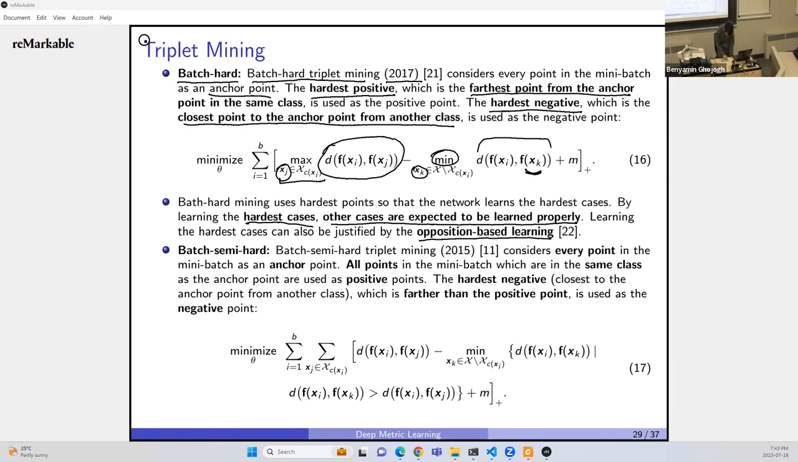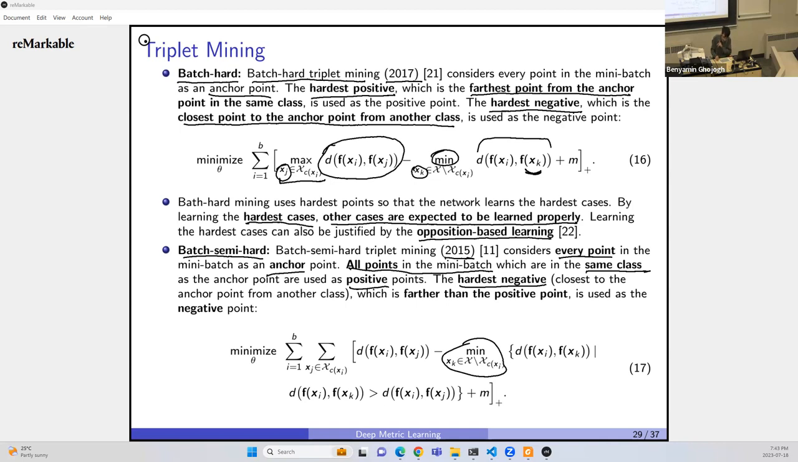Okay, batch semi-hard triplet mining was proposed in 2015. It takes every point as the anchor point and all points in the mini batch which are in the same class as the positive point, but it also takes the hardest negative. So it's a combination of batch hard and batch all. For positive, it takes all of them. For negative, it takes the hardest one.